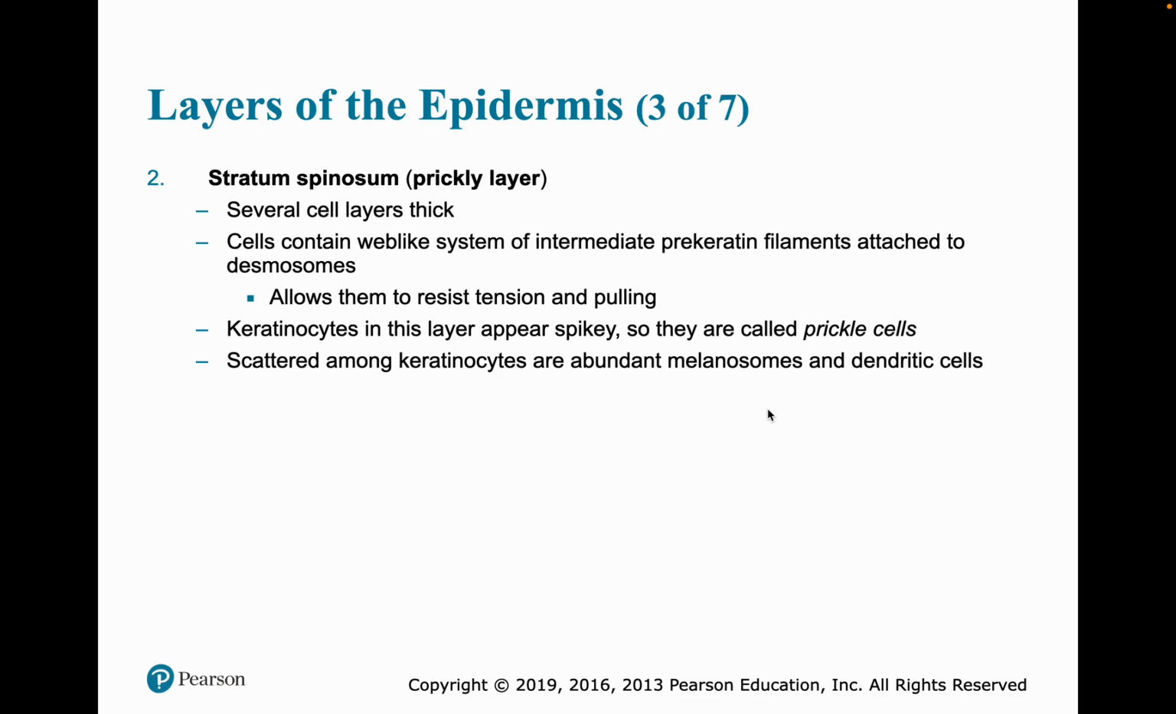Just above that is the stratum spinosum, and the cells look kind of prickly here, and that's where the name comes from. It's several cell layers thick, so when we say a layer of epidermis, we don't mean one single layer of cells in most cases. Cells here have a web-like system of intermediate pre-keratin filaments attached to the desmosomes, which allows them to resist tension and pulling. Keratinocytes here appear spiky, so they are called prickle cells, stratum spinosum. And scattered among those keratinocytes are more melanosomes and dendritic cells.